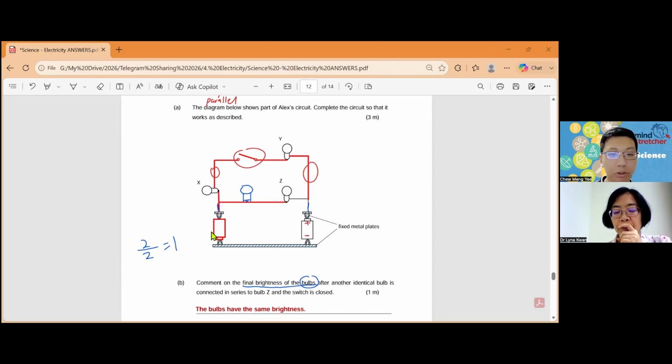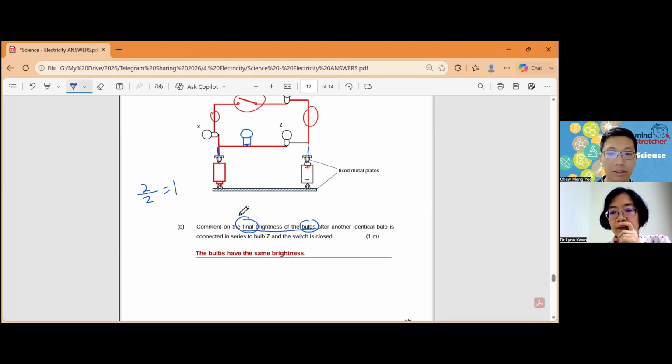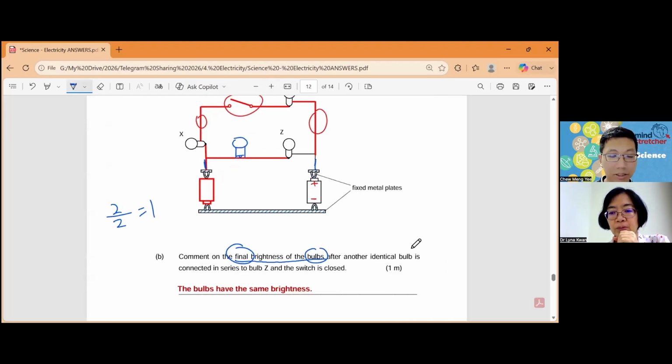Some of you talked about the change, but the question is not asking how the brightness has changed. They're asking for the final brightness, so there's a difference in meaning. Final brightness means that now I have added this new light bulb, and I want you to compare the brightness of the light bulbs. I'm not comparing to before I add it. I'm asking you to comment on the final brightness comparing to each other.